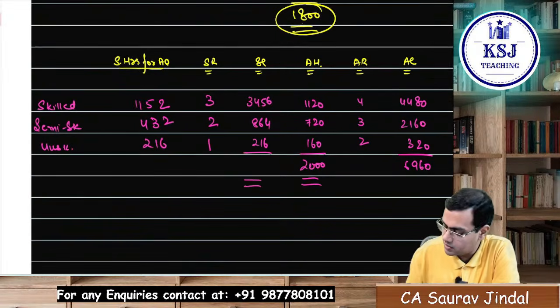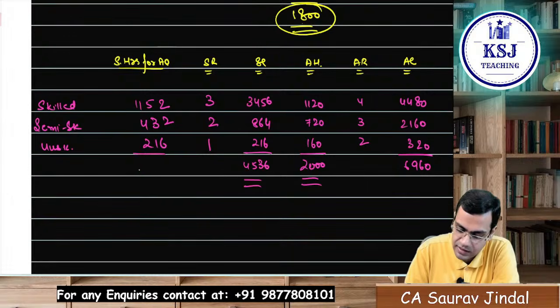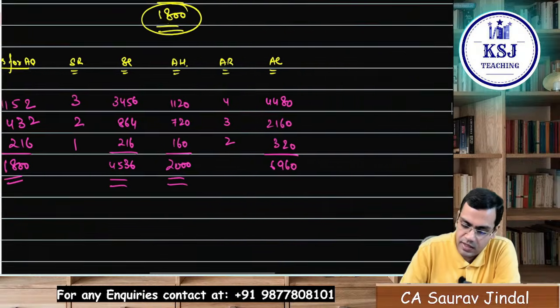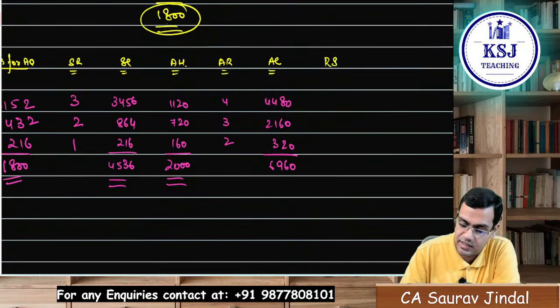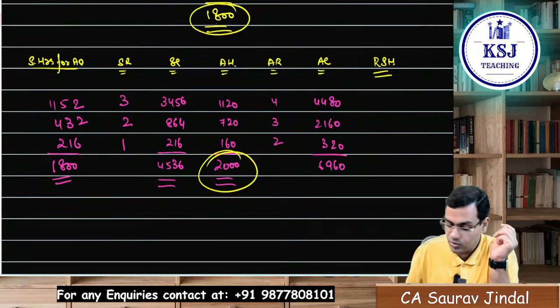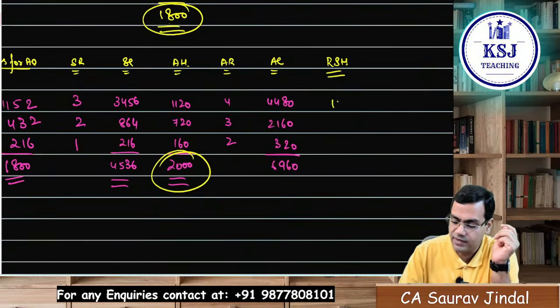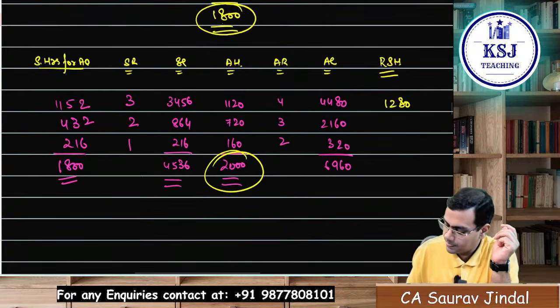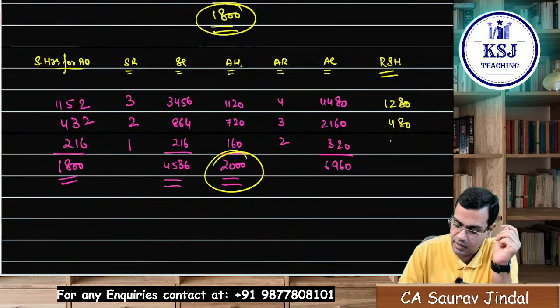What is the total standard cost here? 3456 plus 864 plus 216, that is 4536 and this is 1800. Now here you can easily calculate the revised standard hours also. How? Sir, this will be distributed in the standard ratio. That will be 1280. Right? 432 divided by 1800 multiplied by 2000, that will be 480 and 240.